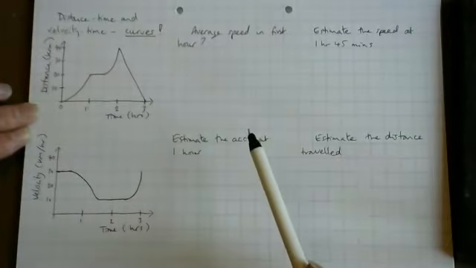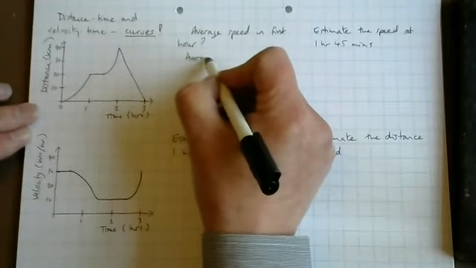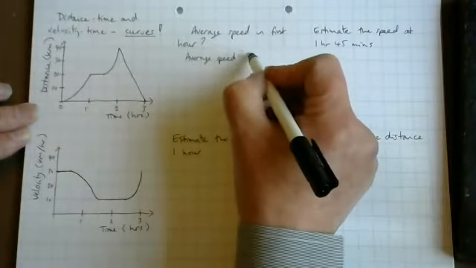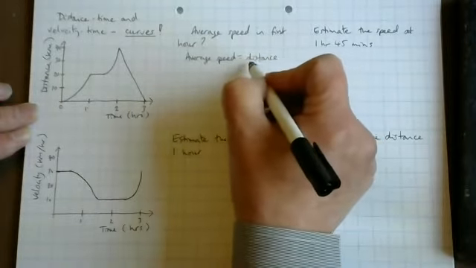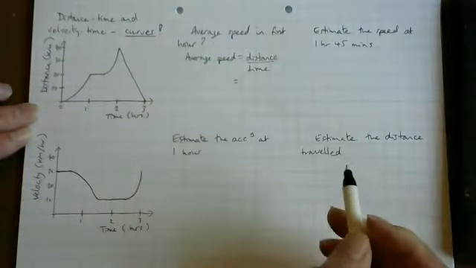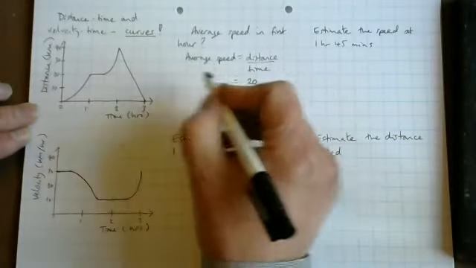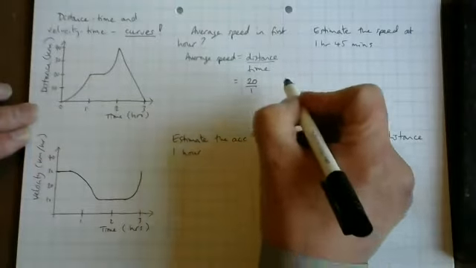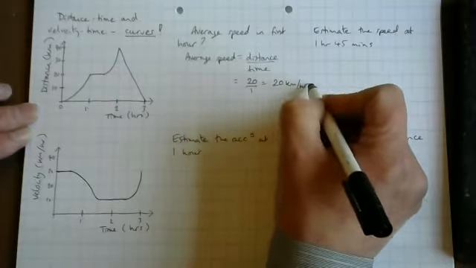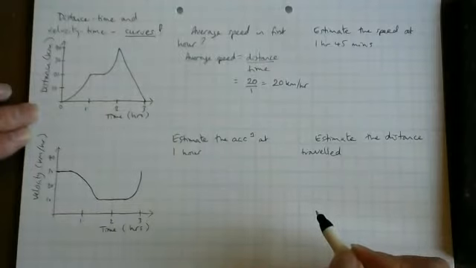Let's find the average speed in the first hour. For the average speed, speed equals distance over time. That equals the distance we've gone, which is 20 kilometers. Time is 1 hour. 20 kilometers per hour. And it is as easy as that. The average speed in the first hour is 20 kilometers per hour.